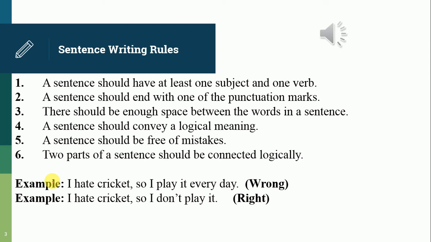Before we start studying, what should we focus on? We should focus on the sentence writing rules, right? After sentence writing rules, we will come to the meaning, the types of sentences. The first sentence writing rule is a sentence should have at least one subject and a verb. As I said before, these are the conditions. Without a subject, you cannot form a sentence. Without a verb, you cannot form a sentence. In any kind of sentences, there should be a verb.